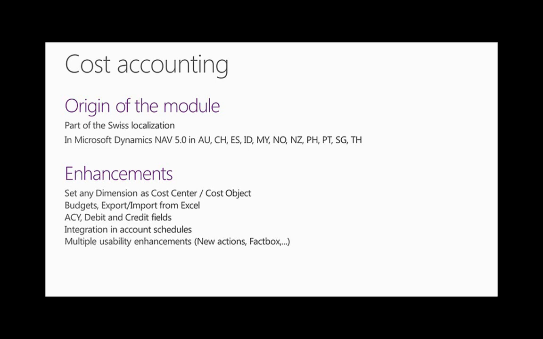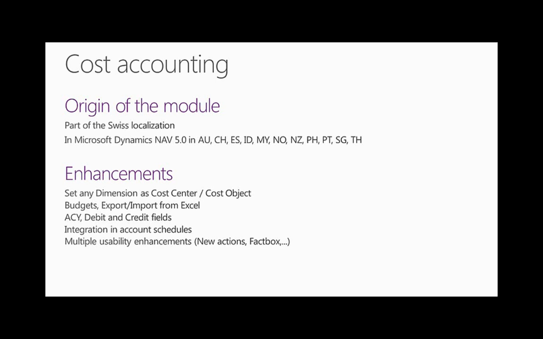You can now set any dimension at cost center and cost object. In the old version, you could only use global dimension 1 and global dimension 2. You can export and import budgets from Excel. You have new fields for amounts. And you have full integration with account schedules, which gives you the opportunity to mix your data from general ledger and cost accounting. And in addition to that, there are multiple usability enhancements, new actions, fact boxes, and so on.